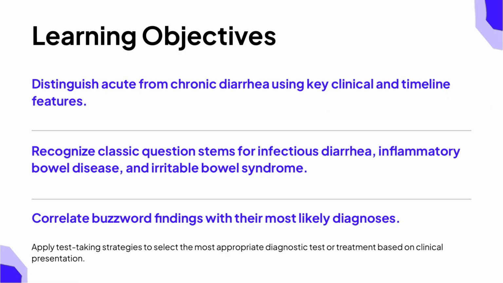By the end of this video, you will be able to distinguish acute from chronic diarrhea based on timeline and clinical features. You will recognize the classic question stems that board examiners use for infectious diarrhea, inflammatory bowel disease, and irritable bowel syndrome. Most importantly, you will learn the test-taking strategies that help you eliminate wrong answers and find the correct one. For the deep learning, I recommend reviewing First Aid for Step 2 and UWorld questions on gastroenterology. This video is about strategy, not comprehensive teaching.